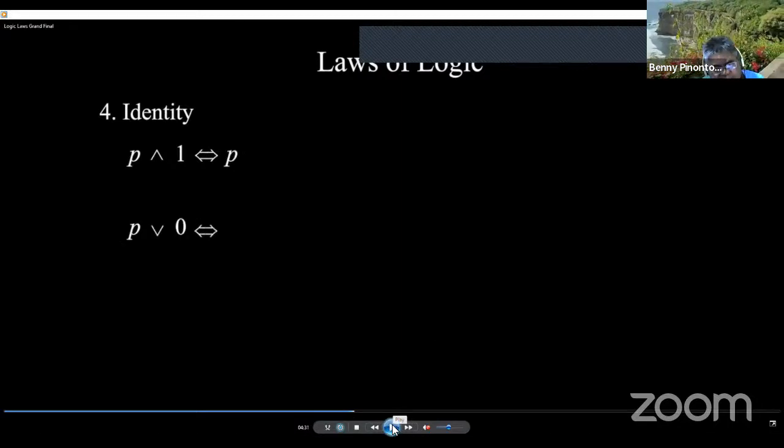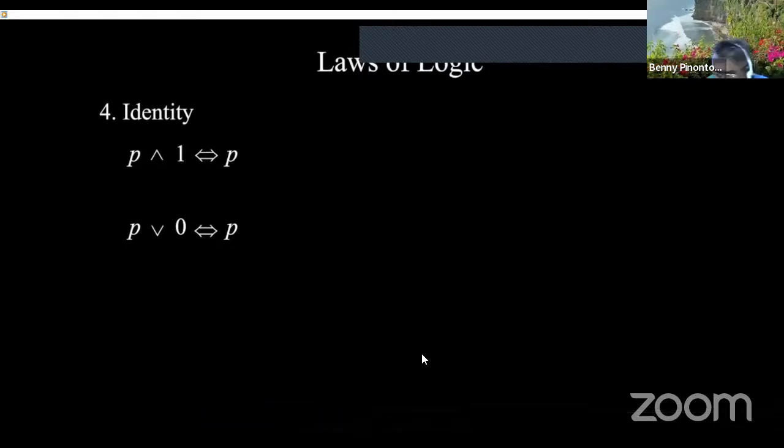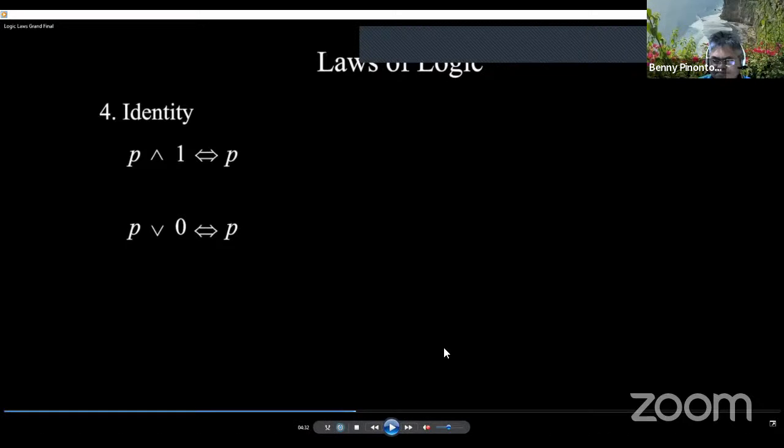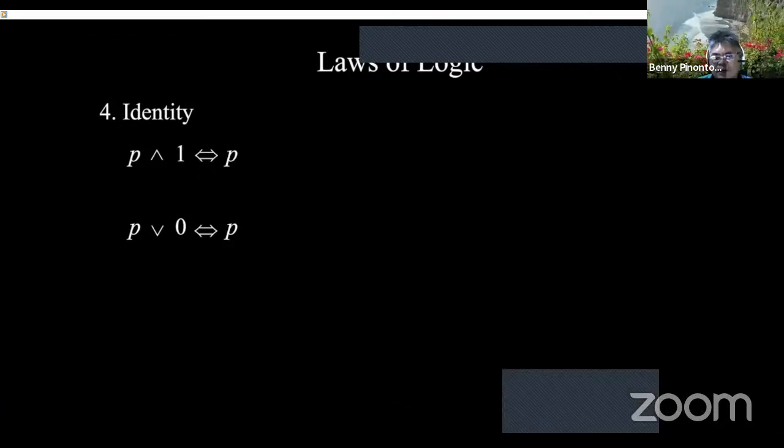Now, this is the identity. We already mentioned this before, the identity. For example, for addition, what is the identity? What is the identity for addition?